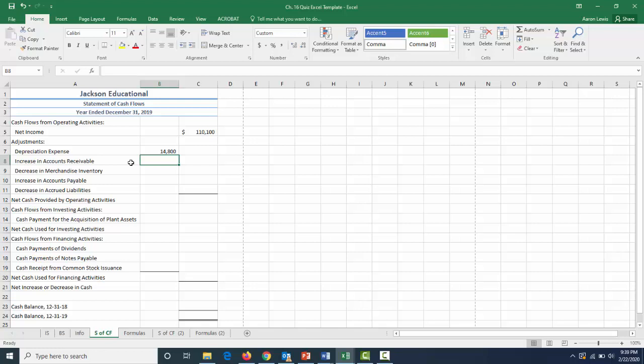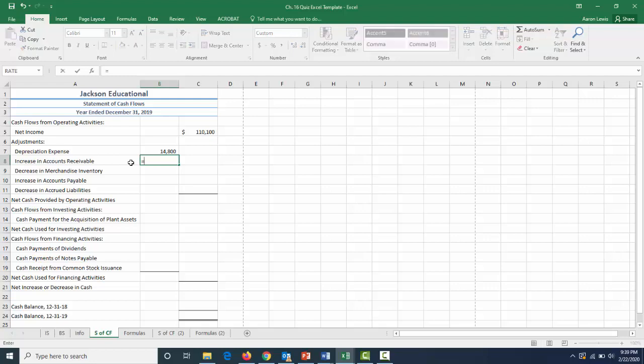The next thing we need to do is adjust for the changes that we had in our current assets and our current liabilities. The first thing we had is an increase in accounts receivable. On a statement of cash flows, if you have a current asset that increases, it actually decreases cash flows. Why? Think about it this way. If we did the same amount of business and our accounts receivable went up, that means that we got less of our payment in the form of cash. So an increase to AR is actually a decrease to cash.